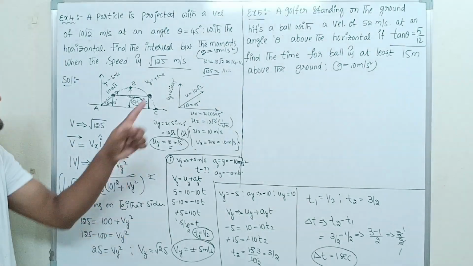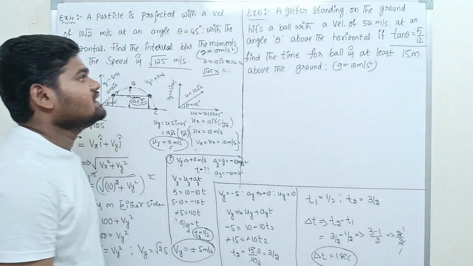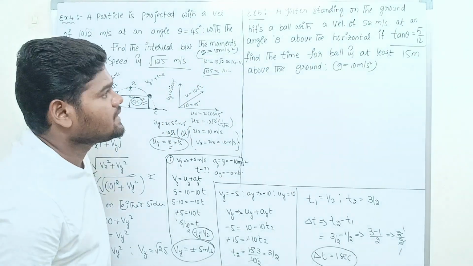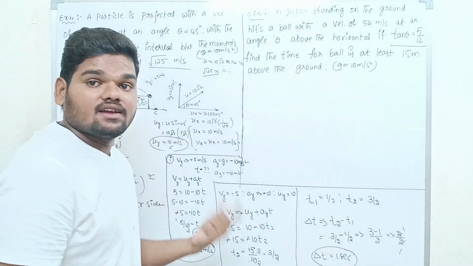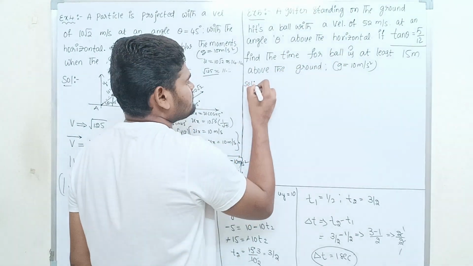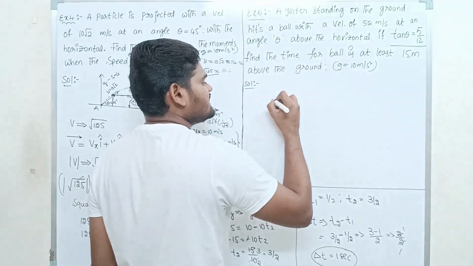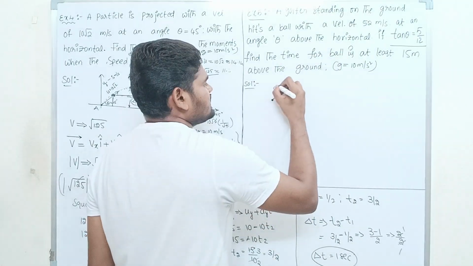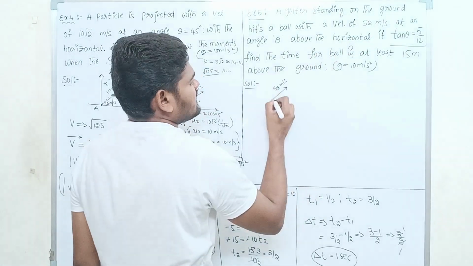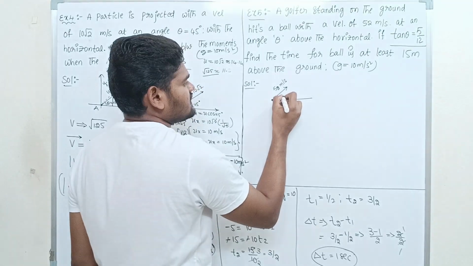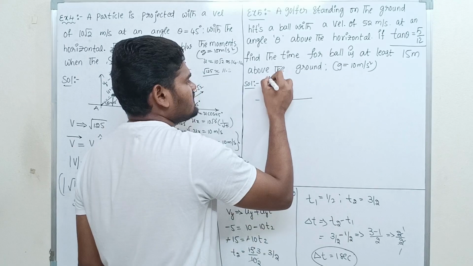Okay, let's solve that question. Have a look. A golfer standing on the ground hits a ball with velocity 52 meters per second at an angle theta above the horizontal. Solution: there is a golfer and a ball. The golfer hits the ball with a speed of 52 meters per second at an angle theta with the horizontal.